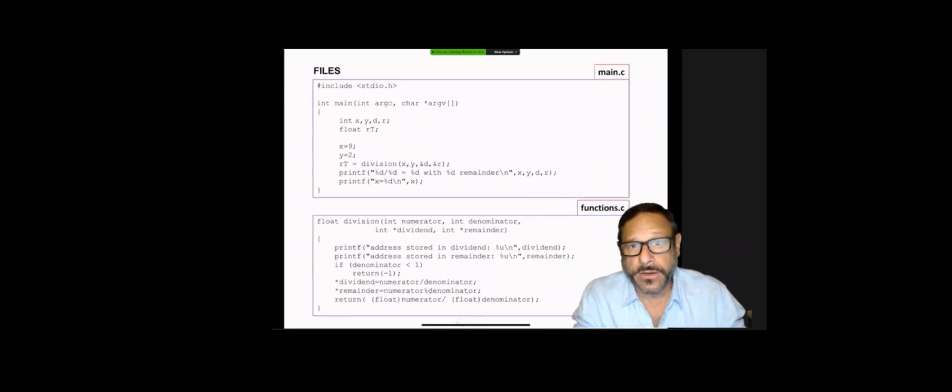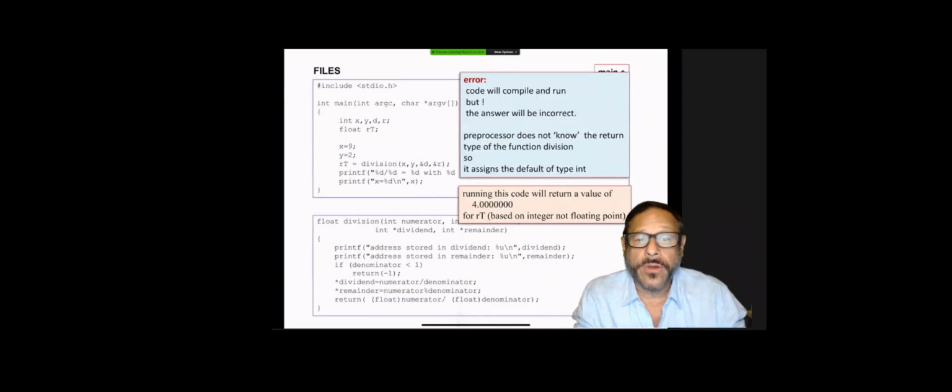So I'll break this out. I'll create a brand new C file. I'll call it functions.c. And then what that's going to do is have that code, and now my main.c stands alone. All of the code in my main function is in one file, and then the function division is in its own file.